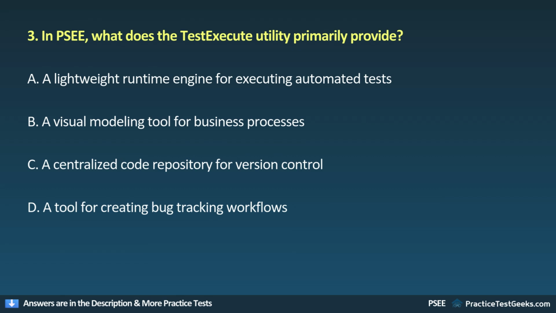3. In PSEE, what does the test execute utility primarily provide? A. A lightweight runtime engine for executing automated tests. B. A visual modeling tool for business processes. C. A centralized code repository for version control. D. A tool for creating bug tracking workflows.